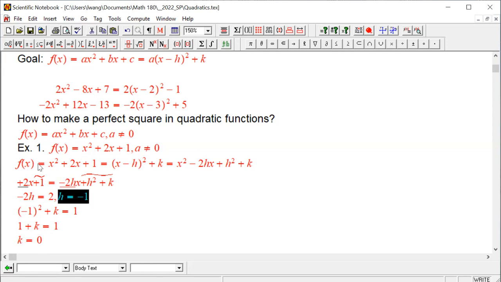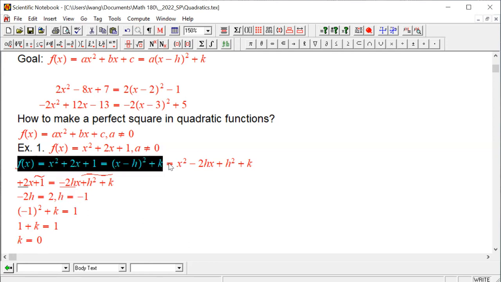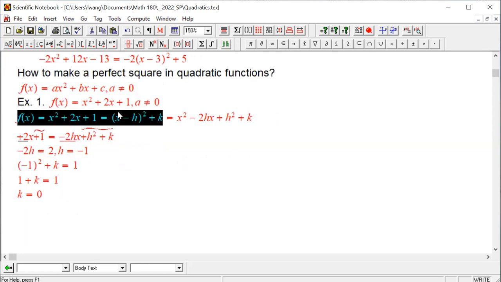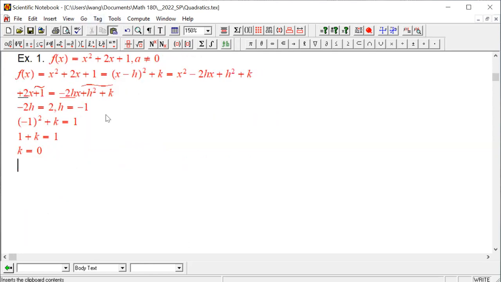So we know that in this form, we got it. And how do we put it back in? Okay, h will be -1, and k is 0. So we're going to verify, right? So we get x squared plus 2x plus 1. And what will the latter equal? Well, x minus -1 is x plus 1 squared.